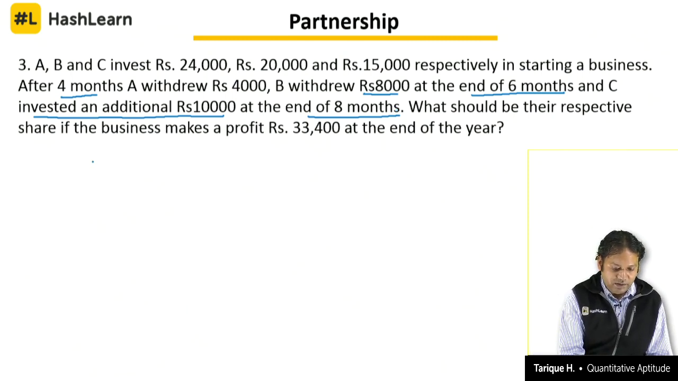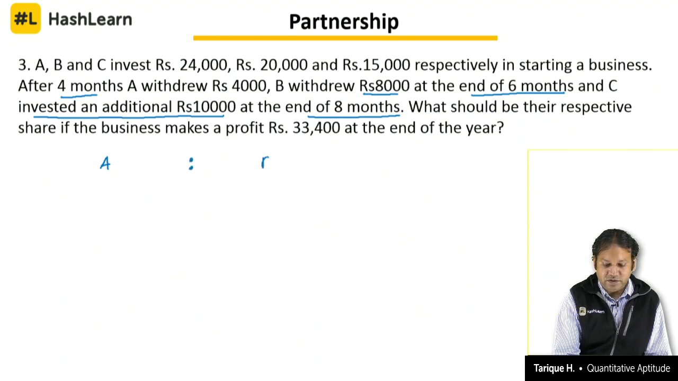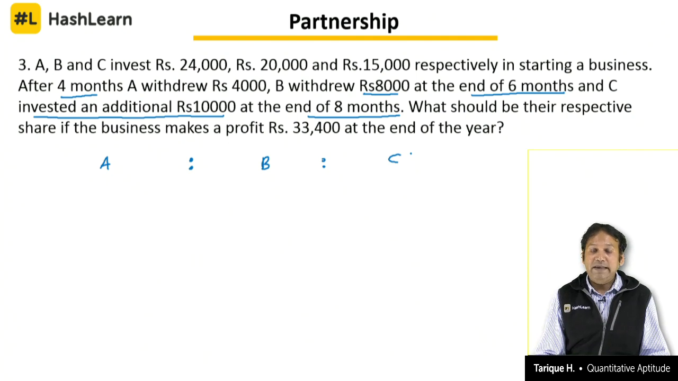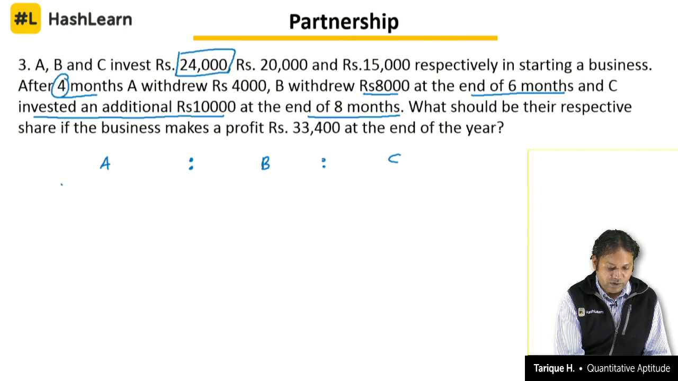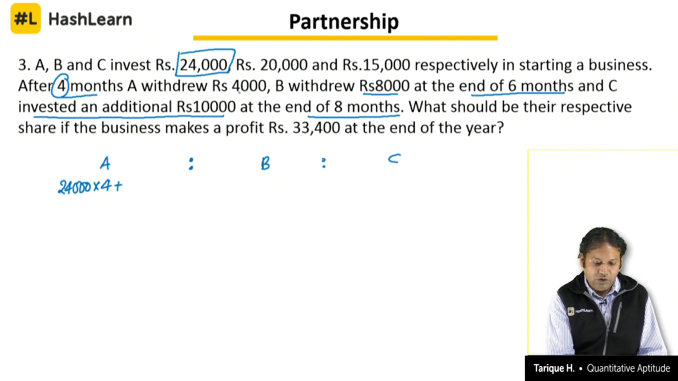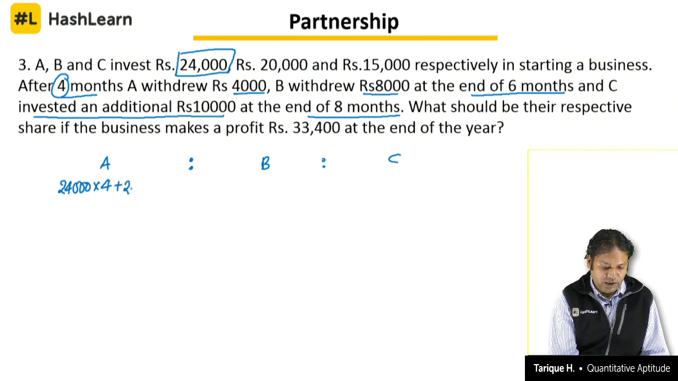So let us start by finding out the ratio, because the main thing in these questions is to find out the ratio. Initial investment of A is how much? 24,000. For how many months does it remain the same? 4 months. So 24,000 into 4 plus, he took out 4,000 after 4 months, so 20,000 into 8. So this is your A value.